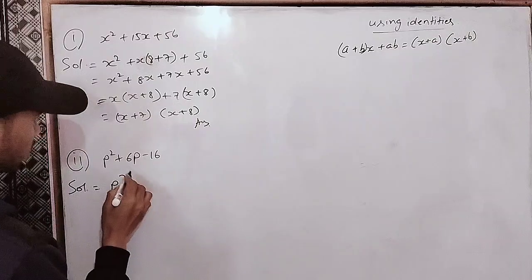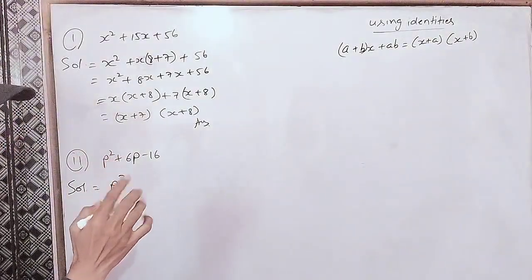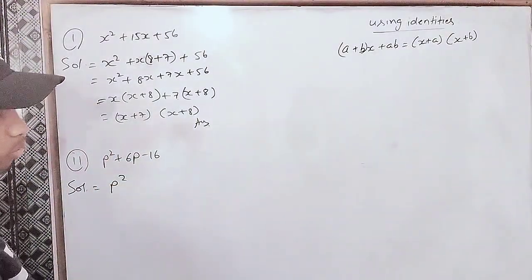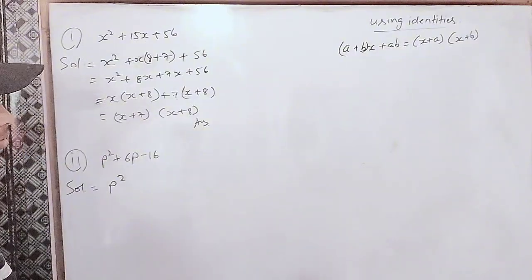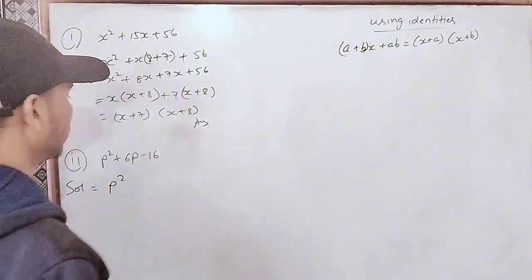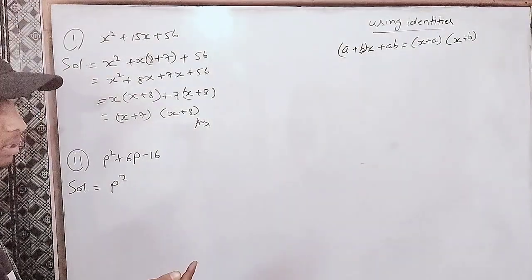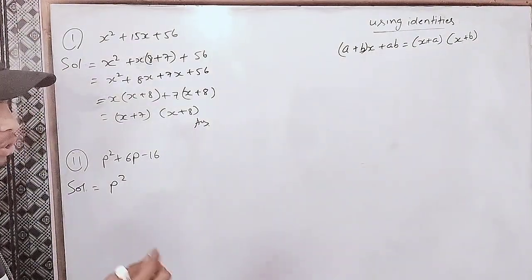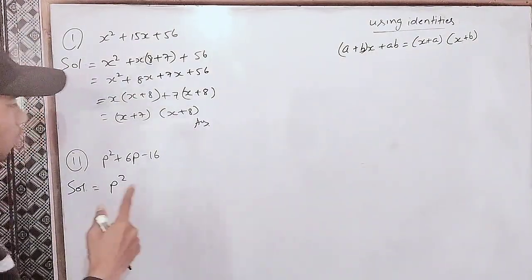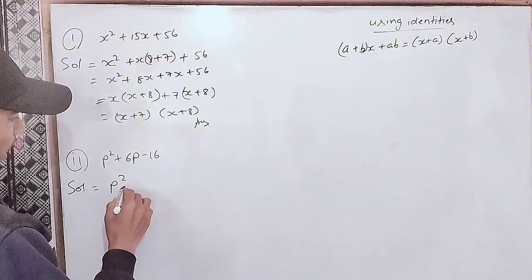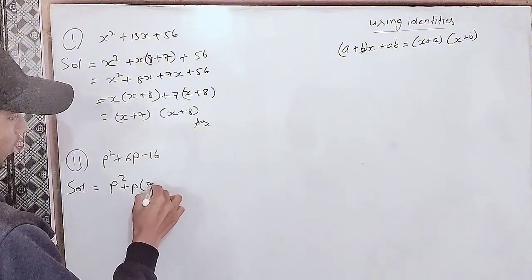Here, 4 times 4 is 16, so 4 plus 4 would be 8, and 4 minus 4 would be 0. So 8 times 2 is 16. 8 minus 2 would be 6p. So can we write 8 minus 2?